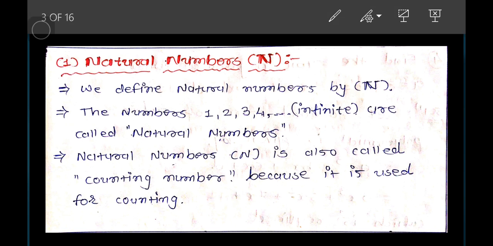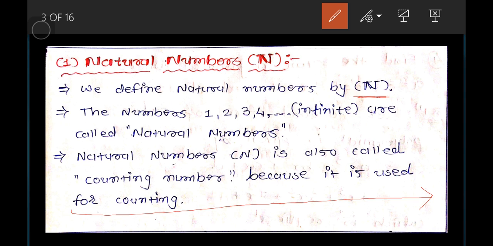Let us start with the first definition, that is natural numbers. How can we decide whether a given number is a natural number or not? First, we denote natural numbers by capital N. So how can we say that the given numbers are natural numbers? Let us consider a number line.